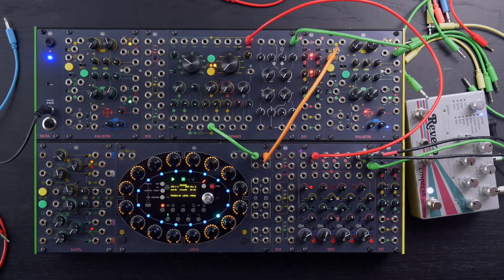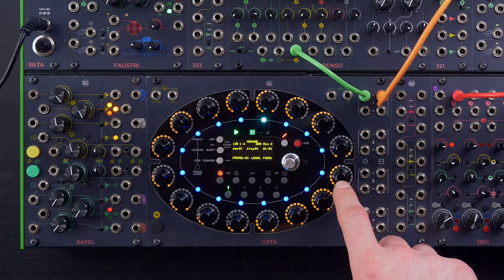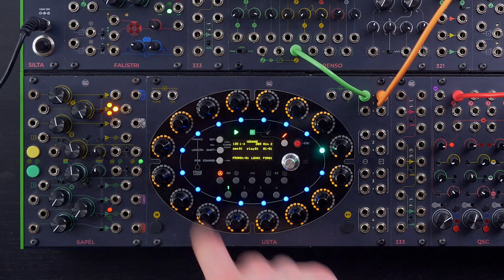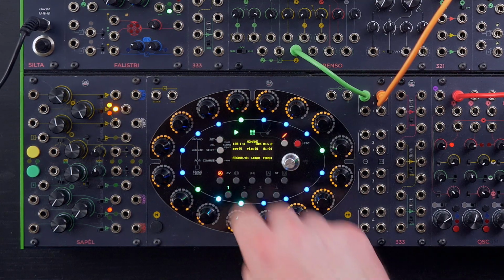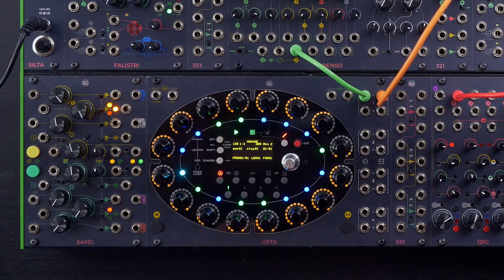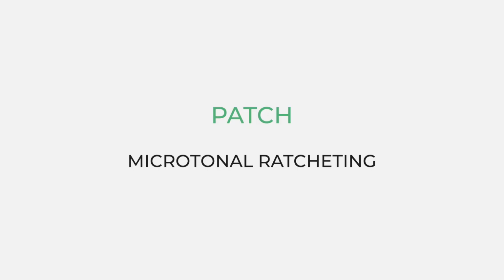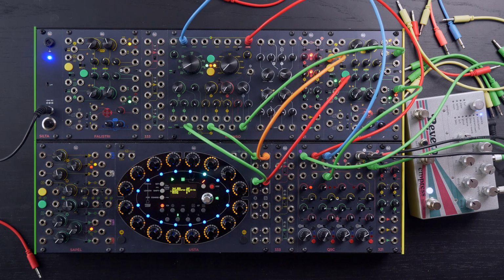We have recreated the classic portamento effect with FALISTRI and BRENSO's slew limiter. We can obtain something similar with the USTA sequencer, but this time we can have an independent portamento for each stage. USTA slide can lead to similar results, but allows for more advanced and creative techniques.